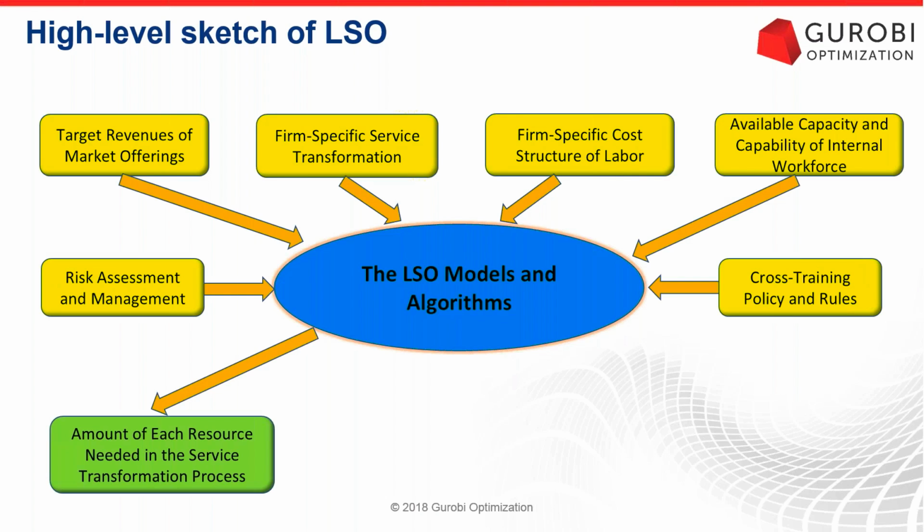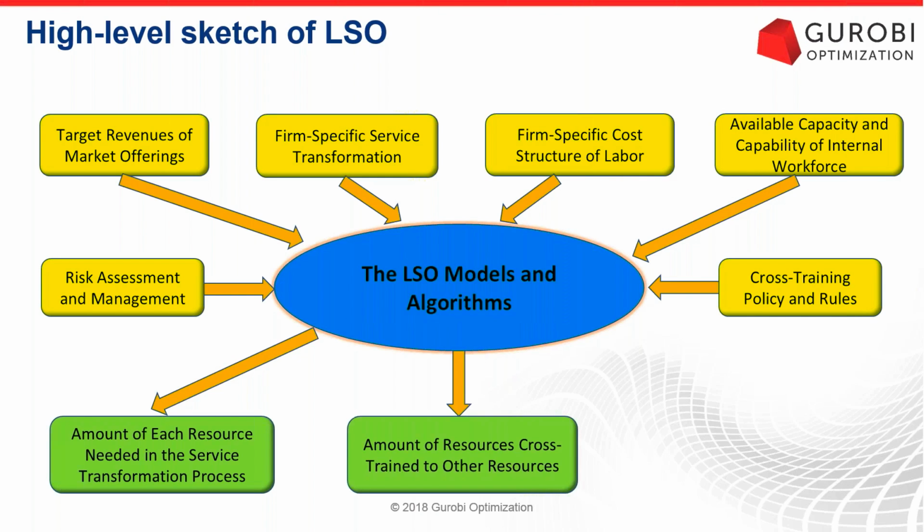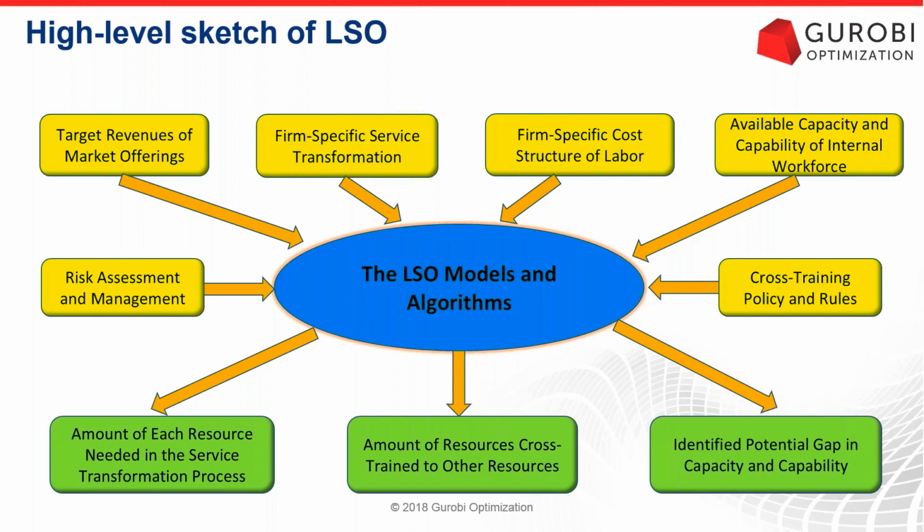LSO provides the following 3 types of decision support. The first is that it will prescribe the optimal amount of each resource needed to meet the targeted revenue and the amount of resource for cross-training, and also identify some potential gaps in capacity and capability.